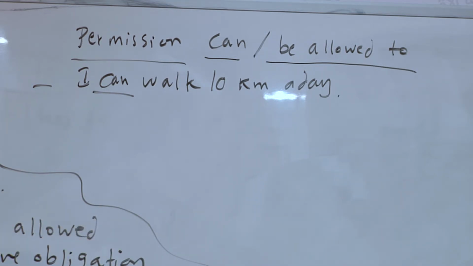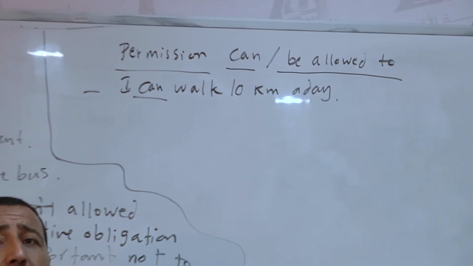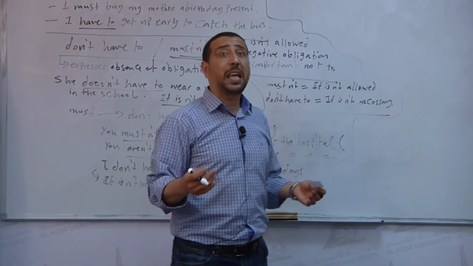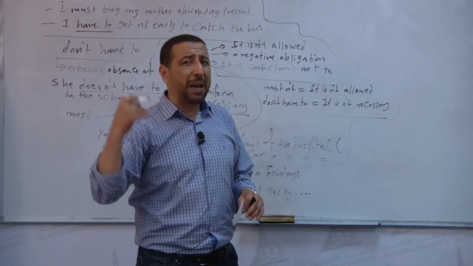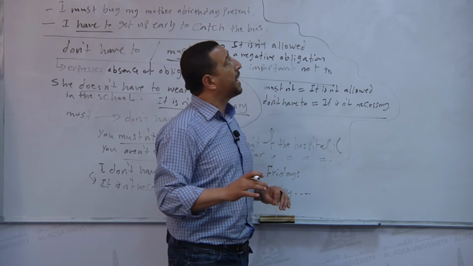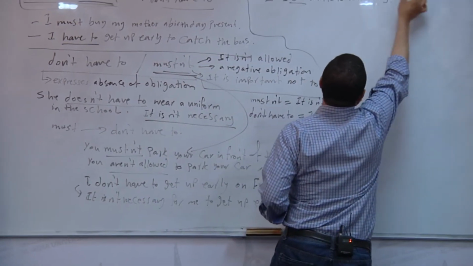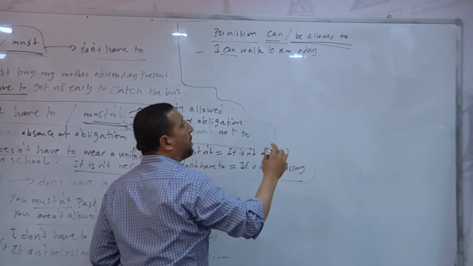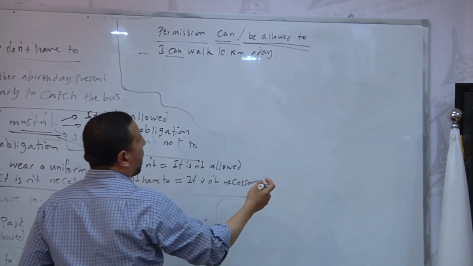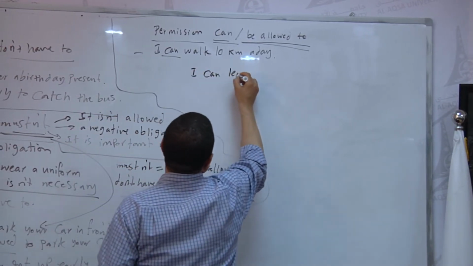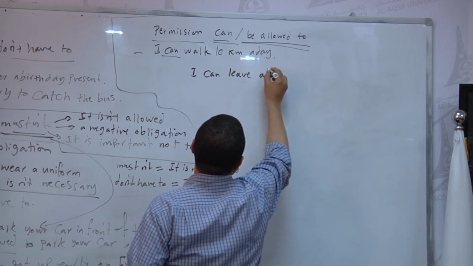Also, we use may, we use could. Could is more polite, more formal, and it could be used in the present or in the future. Could even can be used to talk about an ability in the past, but here we are more concerned with can and be allowed to. So can talks about permission and be allowed to talks about permission. Be allowed to means are allowed to. I'm allowed to. I can leave at any time.